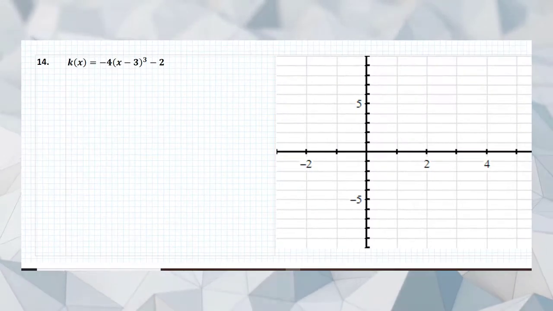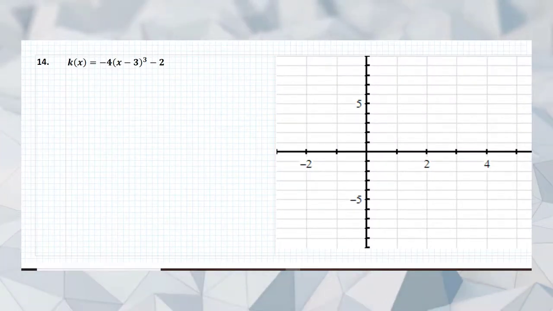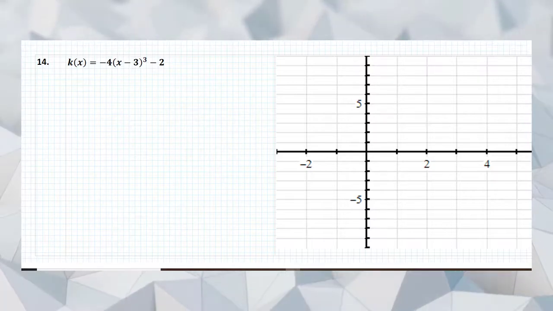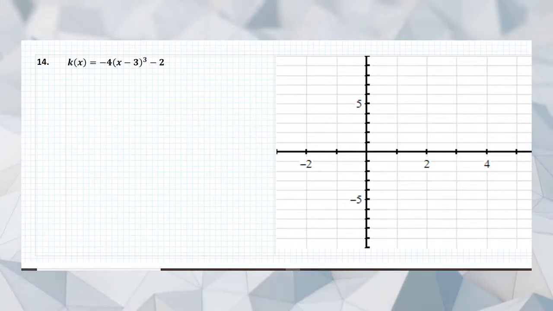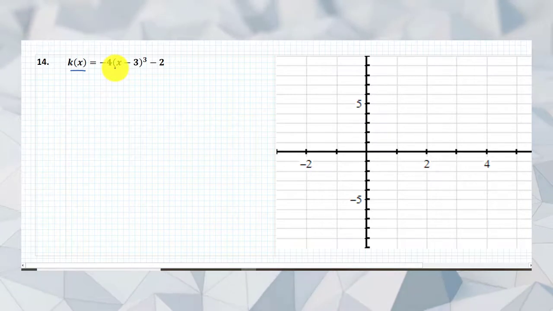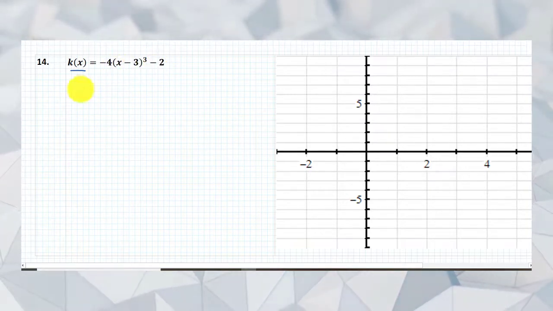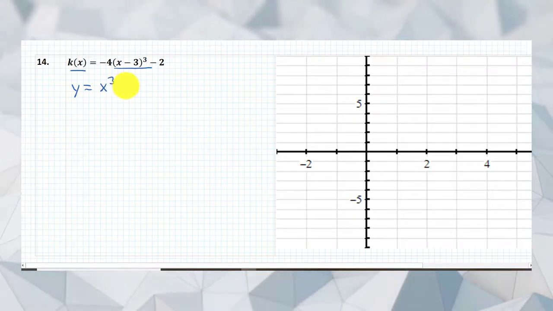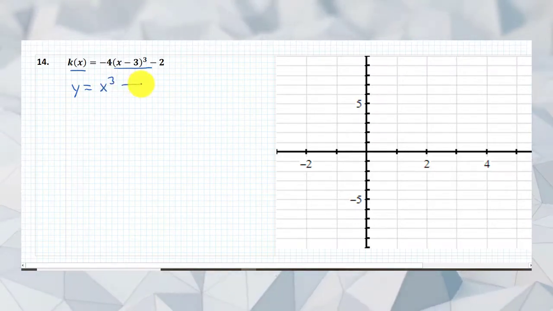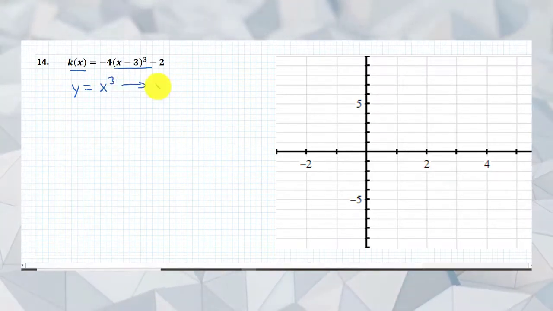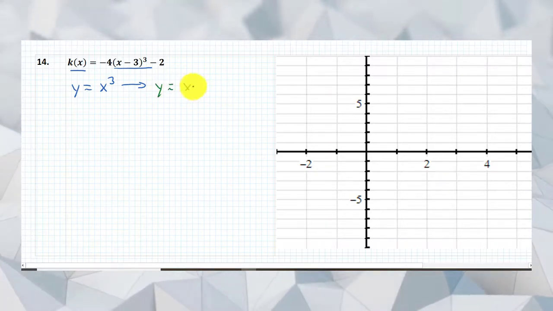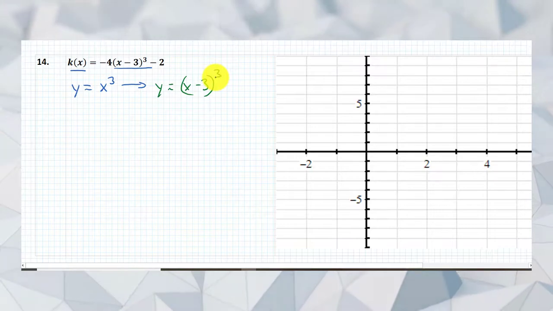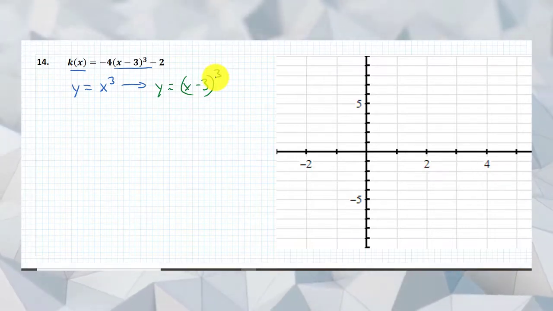Okay, let's now go over example number 14. So you can see right here there are more transformations to basic graphs. So how do we get to k of x equals -4 times (x - 3) cubed minus 2? Well, we'll start with x cubed, and we know this graph, we've done it a few times. Then from x cubed, I'll go to y equals (x - 3) cubed. That's a horizontal translation 3 units to the right.